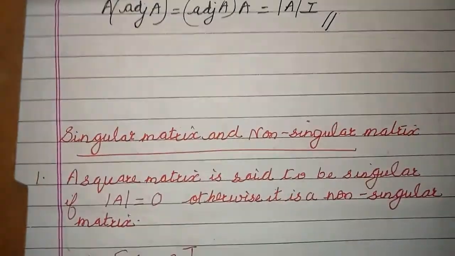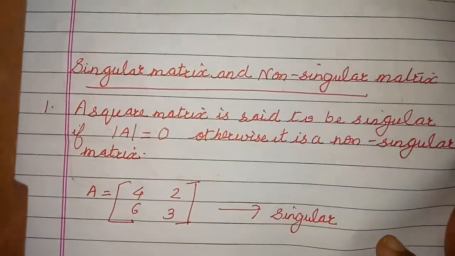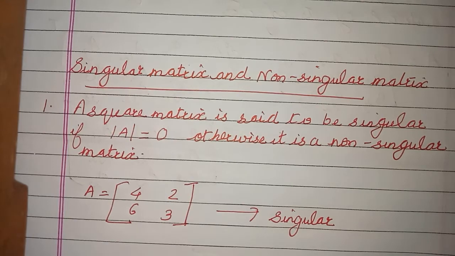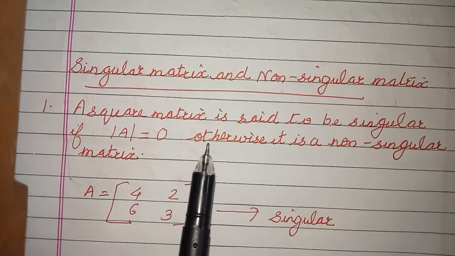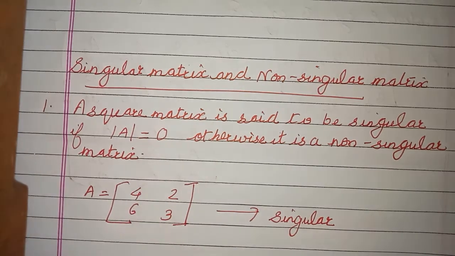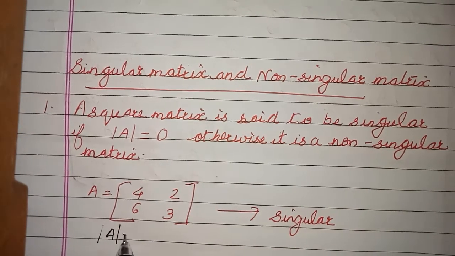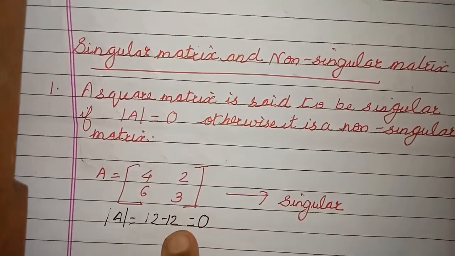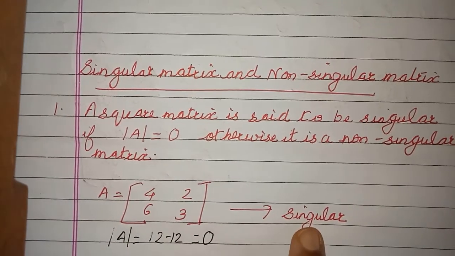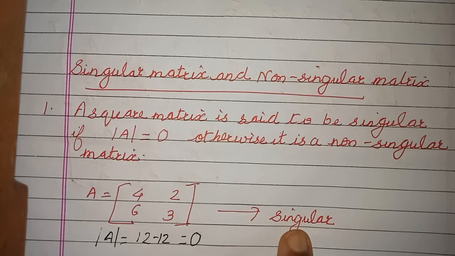Now the last topic which we are going to learn today is singular matrix and non-singular matrix. Okay, when is a matrix singular and when do you say it's a non-singular matrix? So a square matrix is said to be singular if determinant of A is 0. Otherwise, it is said to be a non-singular matrix. Just see this. Now, if I calculate the determinant, it is 12 minus 12, which is 0. If you calculate the determinant of this, it is 12 minus 12, which is 0. Right? So, when your determinant of a matrix is 0, it is called a singular matrix. And when the determinant of a matrix is non-zero, then it is called a non-singular matrix.